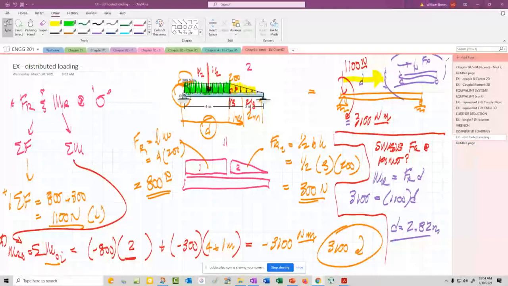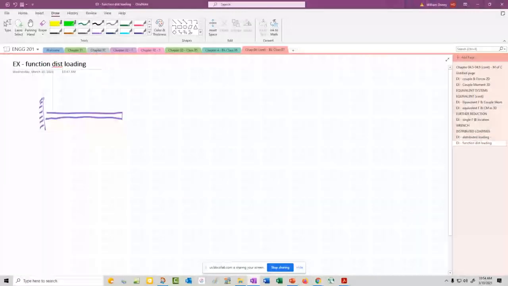All right, I want to try to give you one last problem here to do that function so you can understand it, so you can see it. Function distributed loading. See if it's going to let me do this before it shuts down. All right, let me draw this real quick. Let's say we have a simply supported beam. It's sort of like a deck. We'll make it 10 meters long. That's a big deck, but that's fine. Easy numbers.